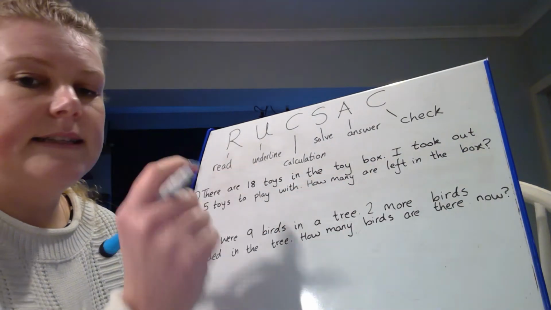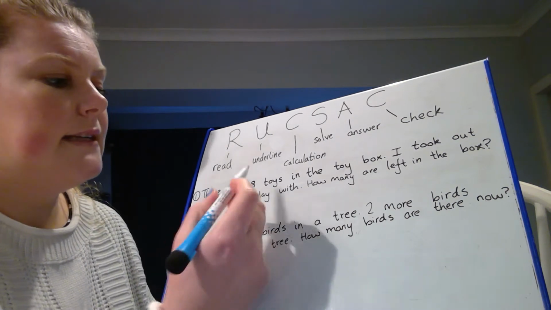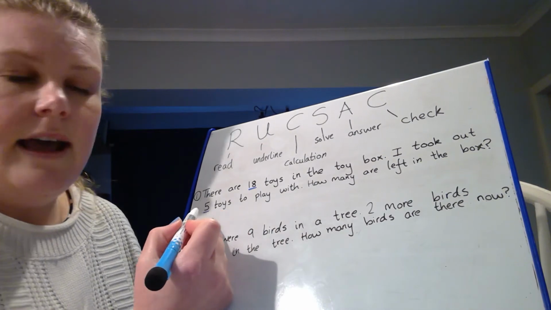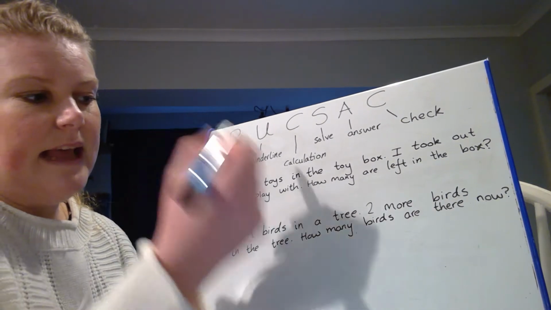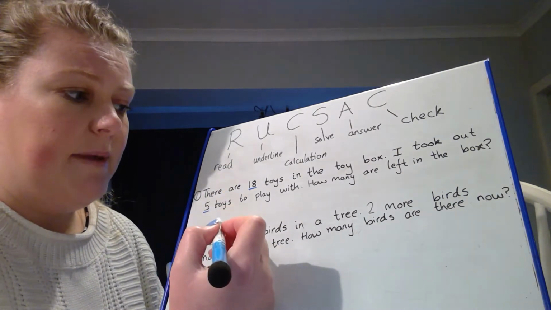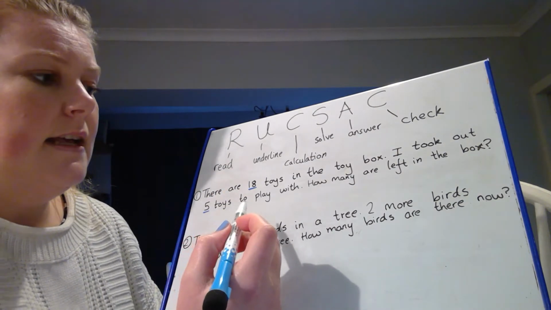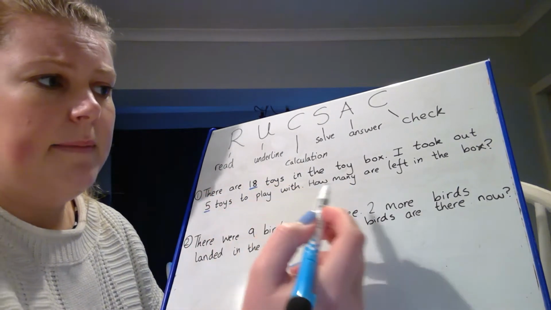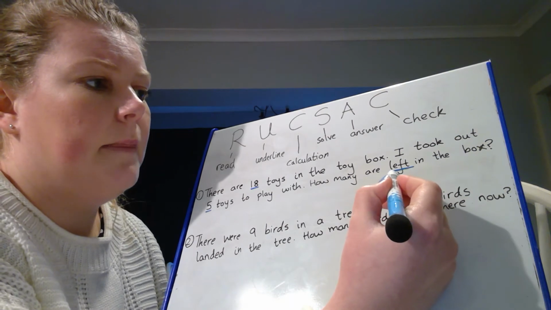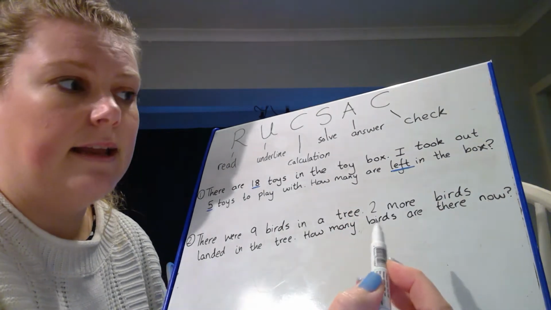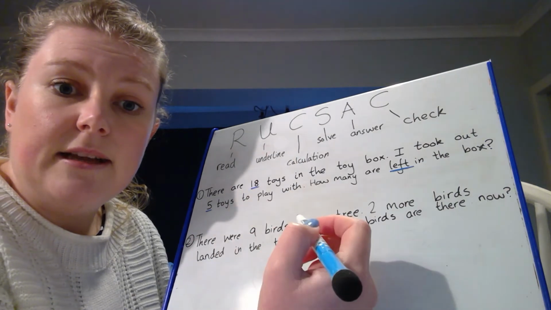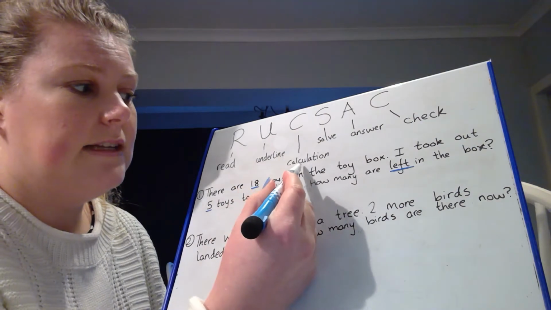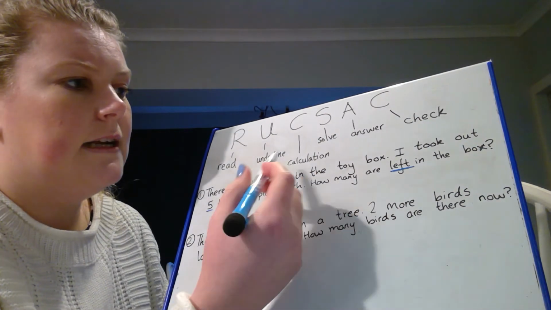So I need to underline the important parts. Okay, so I can see there's the number 18, and I can also see the number 5 there. And then I need to find a word which tells me, am I going to be adding 18 and 5, or am I going to be taking away? Okay, so it says that there were 18 toys in the toy box. I took out 5 toys to play with. How many are left in the box? That word left is very important, okay, because that shows me that the number is going to be smaller because we had some toys and we took some out, which means for our calculation, it's going to be a subtraction number sentence. So let me write it down.